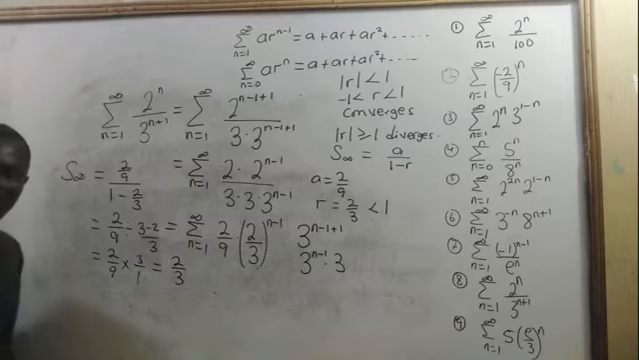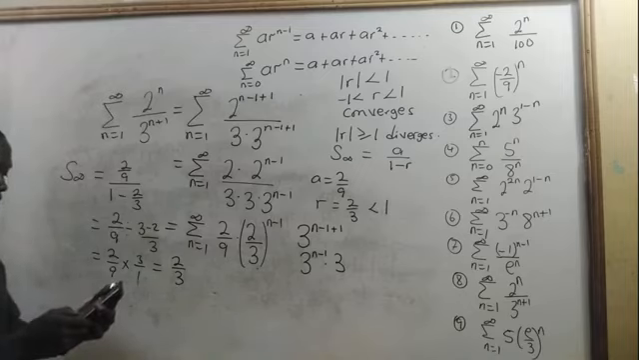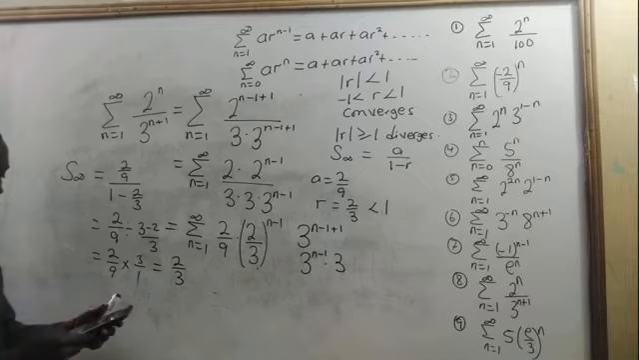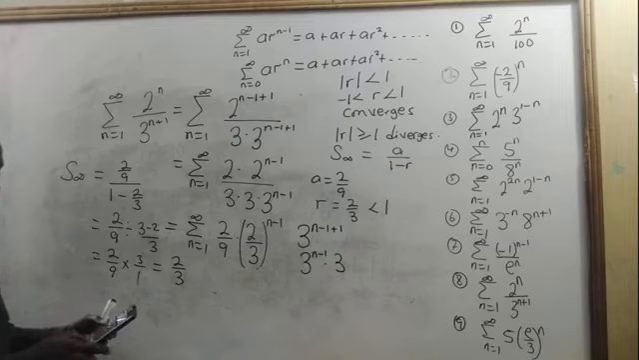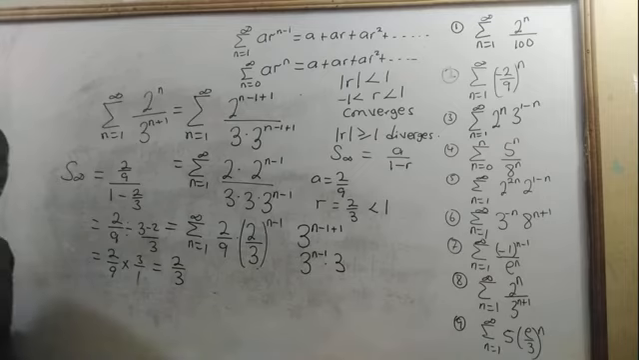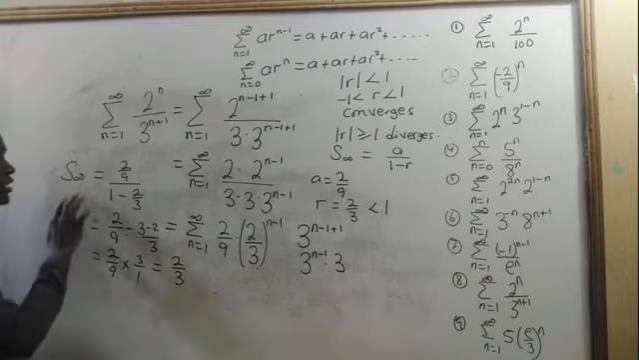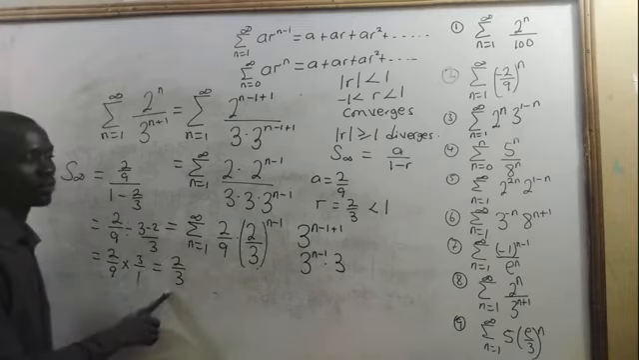Let's use the calculator to check. We have 2 divided by 9, divided by 1 minus 2 on 3, which is equal to 2 on 3. So the sum of the series up to infinity gives us 2 on 3.